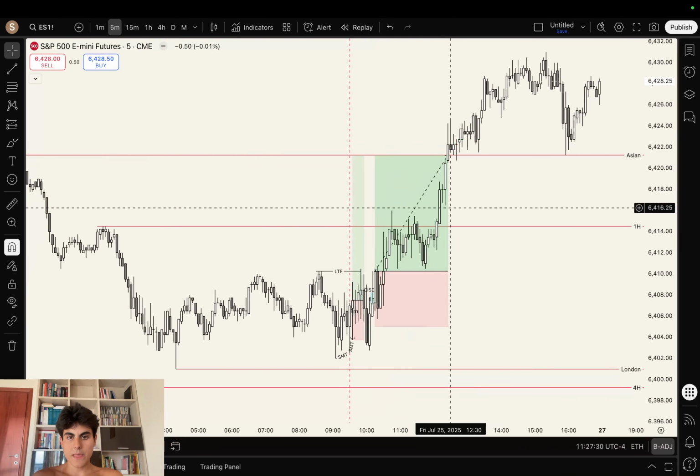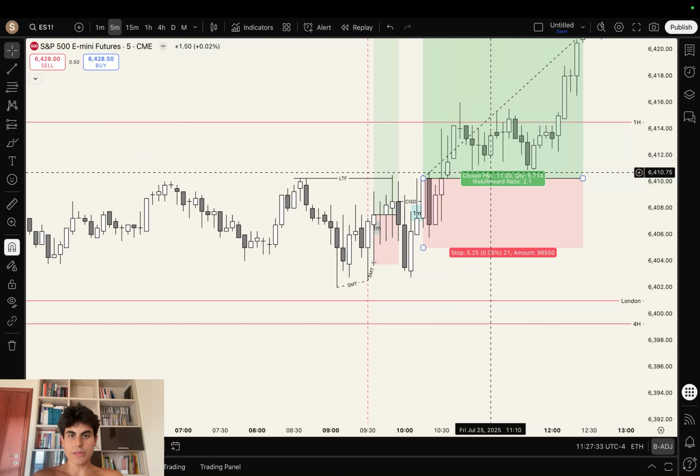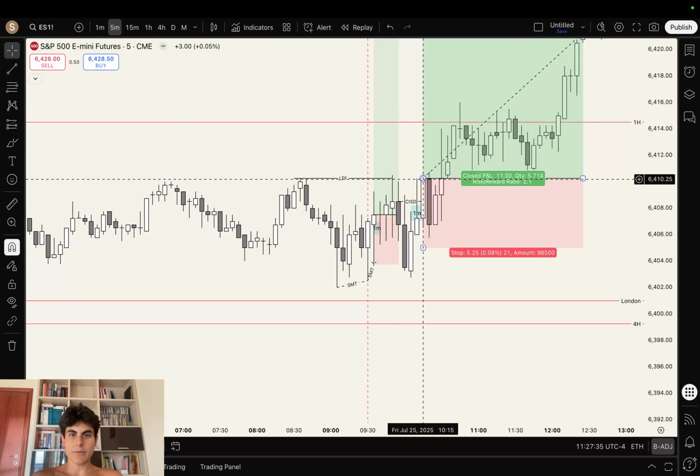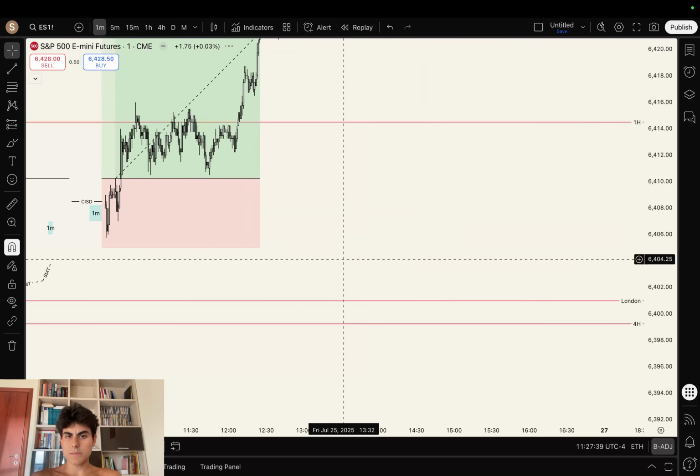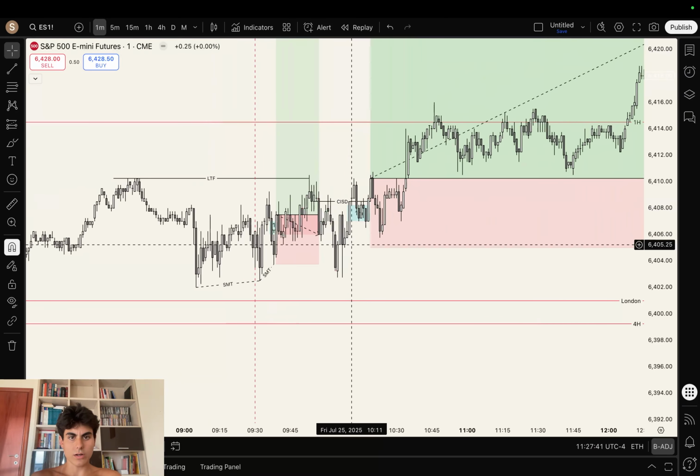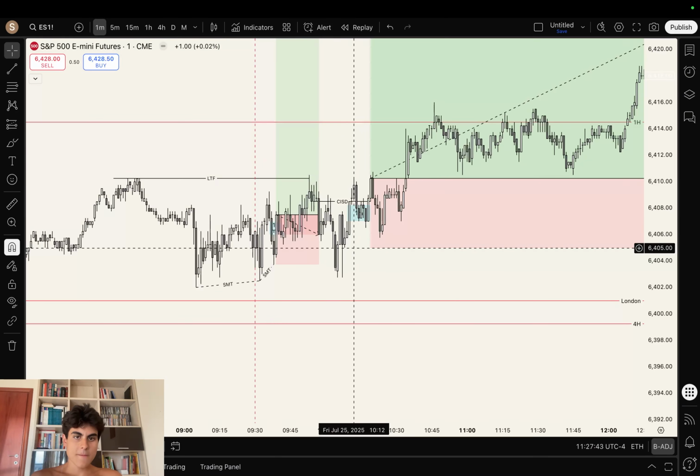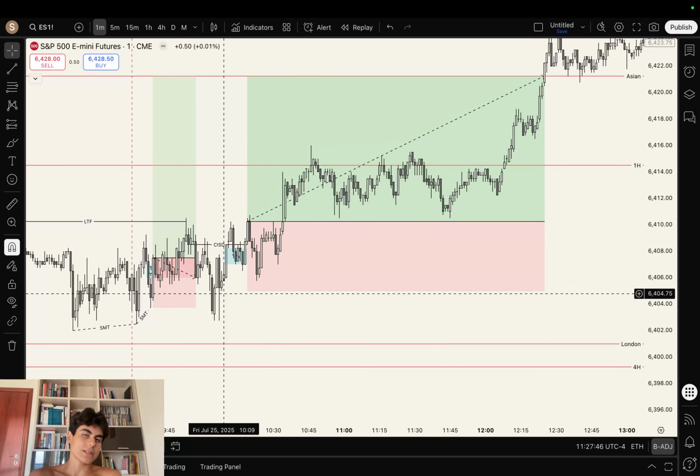But I was obviously waiting for something with higher confluence, so I zoomed out to the 5-minute time frame, and I simply waited for this 5-minute CISD to get broken, which happened here. We closed here. I entered, and the stops were a little bit questionable. They were on this random wick. I mean, they were pretty wide, so that's fine, whatever.